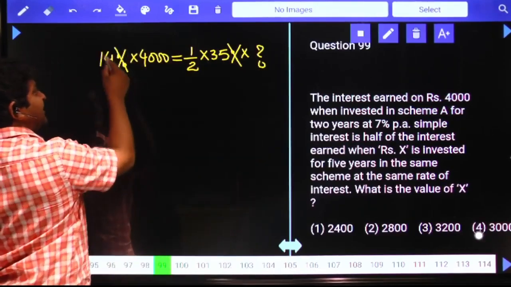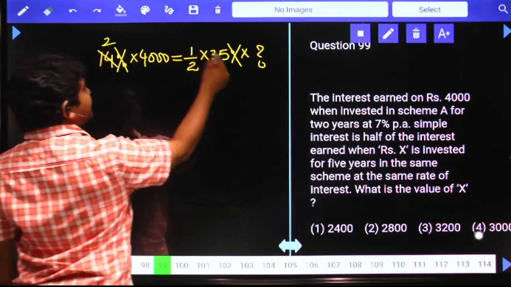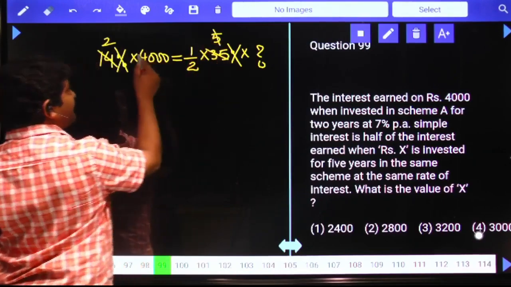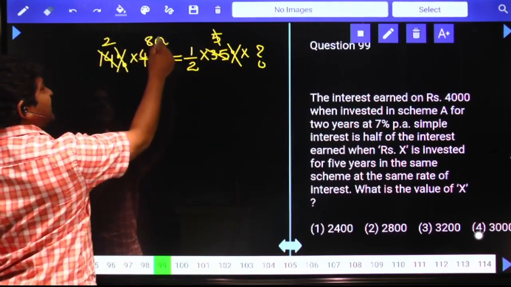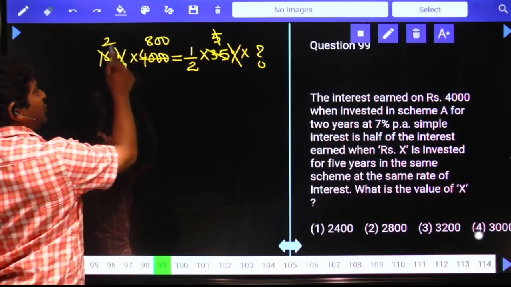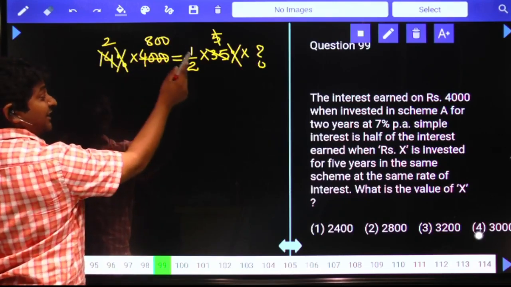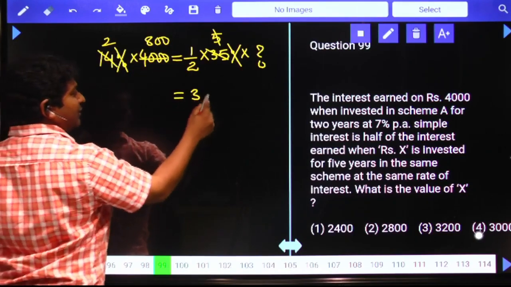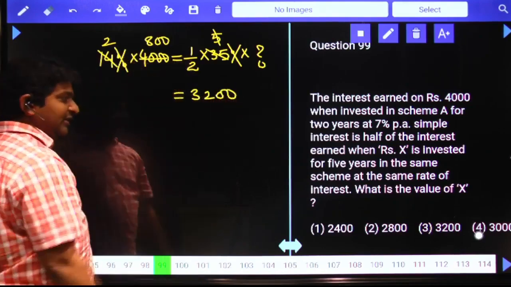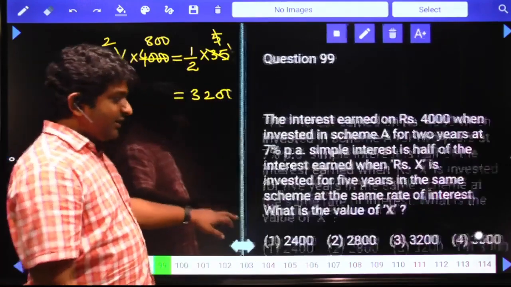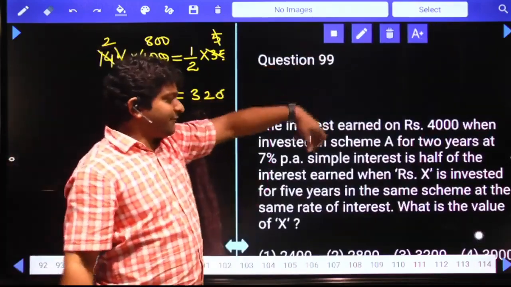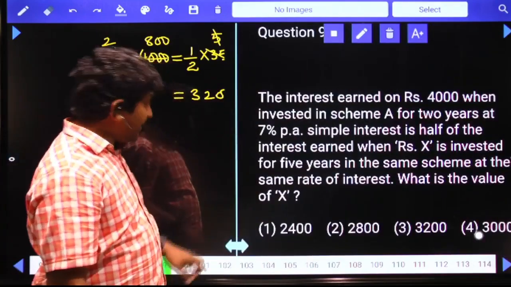Percentage gets cancelled. 7 into 2, 7 into 5, 5 into 800 times. Then X is equal to 2 into 800, 1600 into 2, that is equal to 3200. 3200, which is our third option. Third option is our final answer. Next.